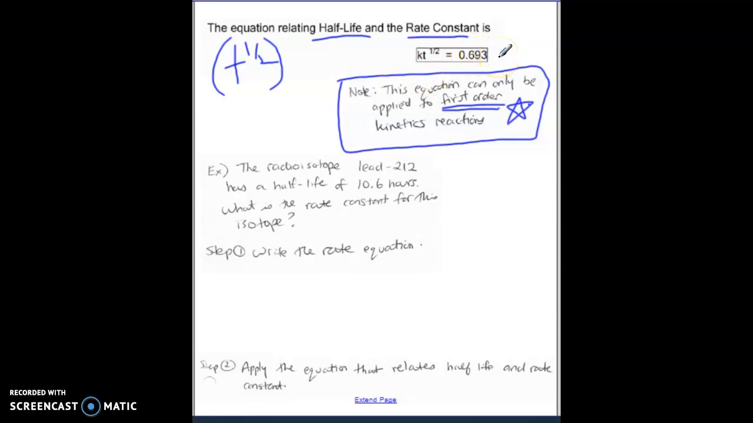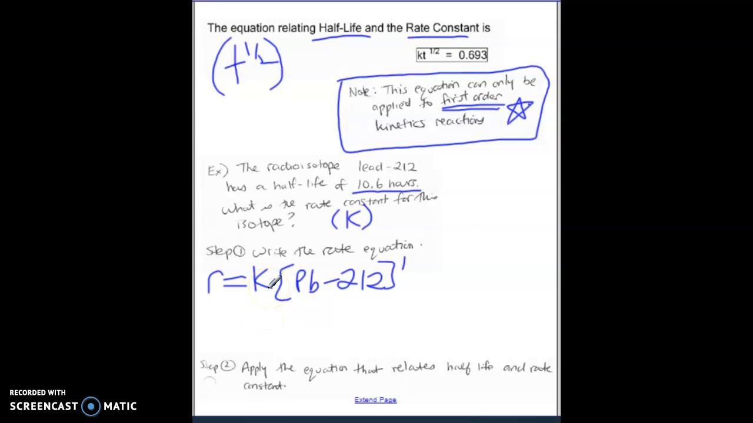So let's take a look at an example. The radioisotope lead-212 has a half-life of 10.6 hours. What is the rate constant? So it's asking us to solve for K for this isotope. First of all, the rate expression would be R is equal to K times lead-212 to the exponent 1, because it's a first order reaction. So we want to solve for K.